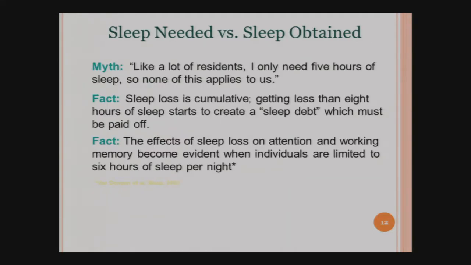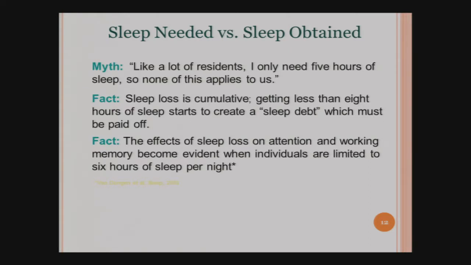Okay, another myth. So a lot of residents say, I only need 5 hours of sleep, so none of this applies to us. Okay, so the amount of sleep that you need is a genetically predetermined thing. So there are people who can get 4 to 5 hours of sleep and be totally fine. But for the most part, that's not the case for most people. So sleep loss is cumulative. The more and more nights you have with less sleep than what you need, you're going to create a sleep debt, which eventually you have to make up.